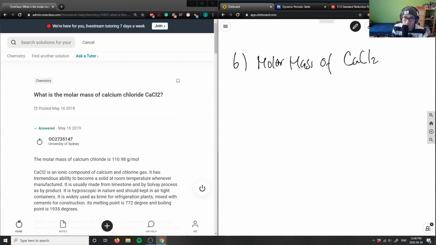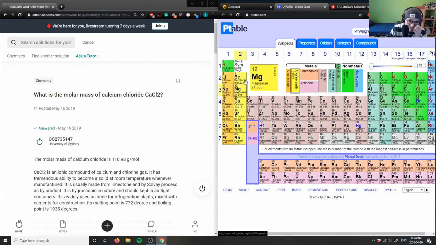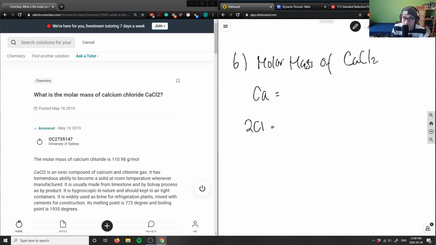So if we want to calculate the molar mass of CaCl2, we want to break CaCl2 back into its original compound. So we have Ca and we have two Cls here. So Ca, if you look at your periodic table here, it belongs in the second group. This here is 40.078, right? So you have one Ca atom, so it's 40.078, sorry, one calcium atom, not molecule.